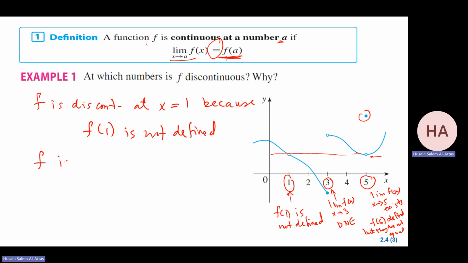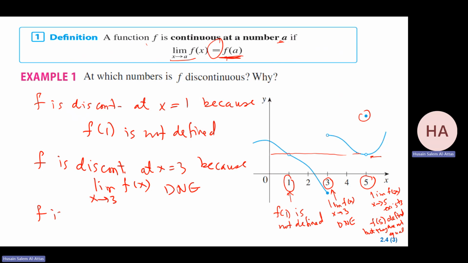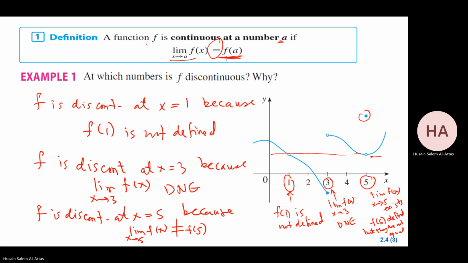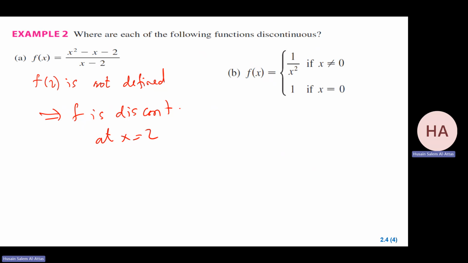We say f is discontinuous, or not continuous, at x equal 3 because the limit as x goes to 3 does not exist. Left not equal to right. F is discontinuous at x equal 5 because of what? The limit exists and f of 5 is defined, but they are not equal to each other. Okay. Now let us do the same. F of 2 is not defined, so f is discontinuous at x equal 2.